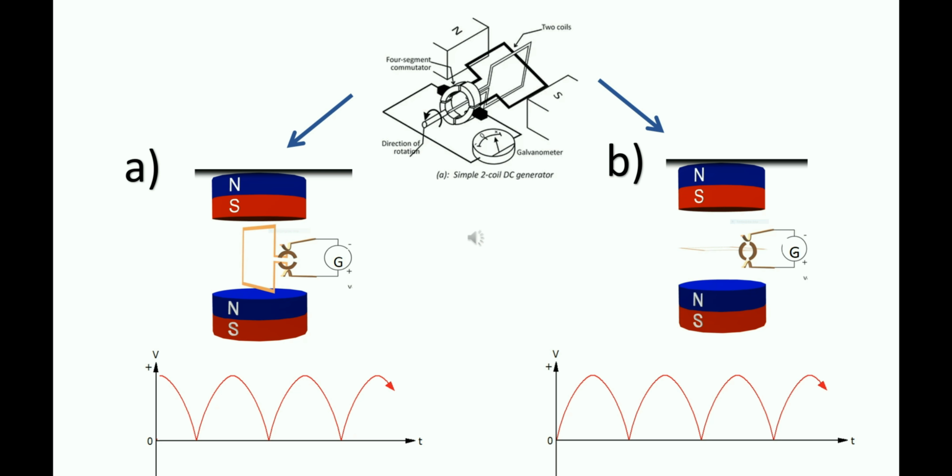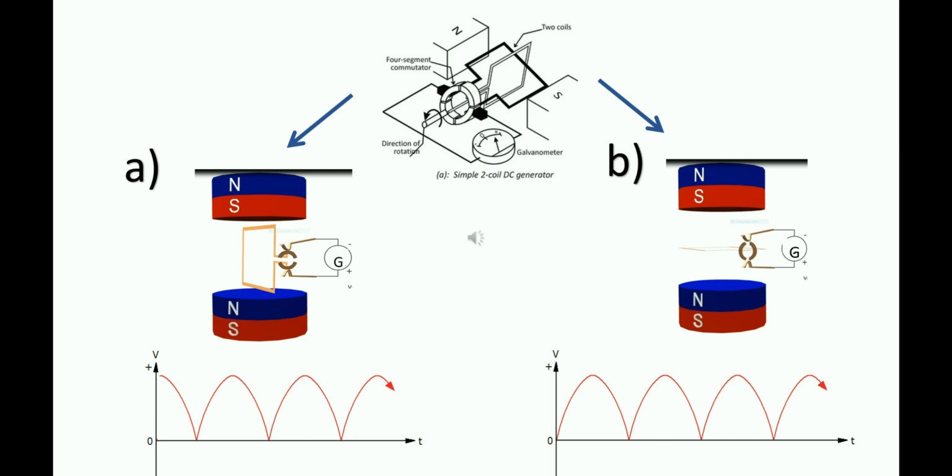So the main idea is that we have to realize coil A begins at a position perpendicular to the magnetic field line, while coil B begins at the position parallel to the magnetic field line. When the coils begin to rotate 90 degrees clockwise, EMF will be produced as shown in the graphs below.